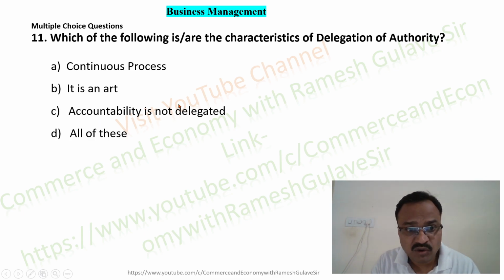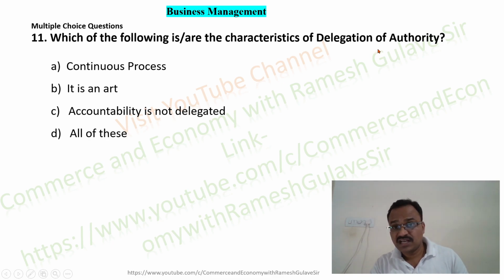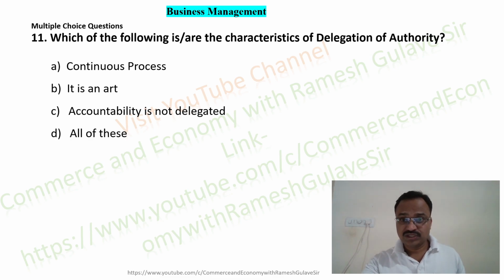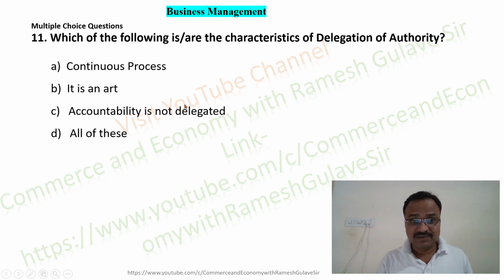And the next option is accountability is not delegated. Yes friends, in delegation of authority, the superior can delegate his power to the subordinate, but he cannot delegate his accountability. So ultimately, the superior who has delegated the authority will be accountable for that task or that job, right? So here all the first three options are right, and these are the characteristics of delegation of authority. So here all of these is the right answer for this question, and it is option D, right?